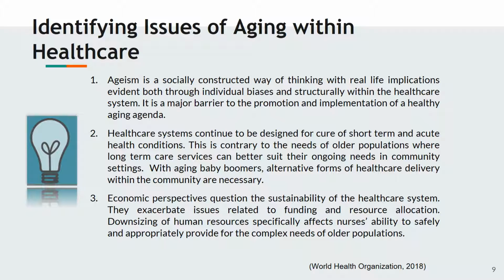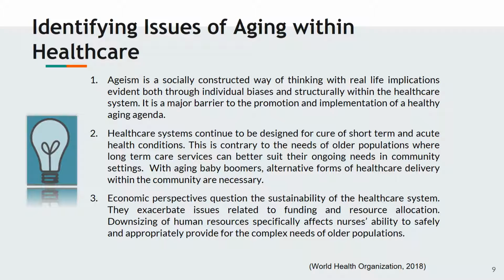I'm just going to identify some of the major overarching issues that are being experienced as it relates to healthcare and the aging population. The first one is sort of foundational: ageism. Ageism is a socially constructed way of thinking, but it has real life implications that are evident both through individual biases, but also structurally within the healthcare system as a whole. It's going to be a very major barrier to the promotion and implementation of a healthy aging agenda.